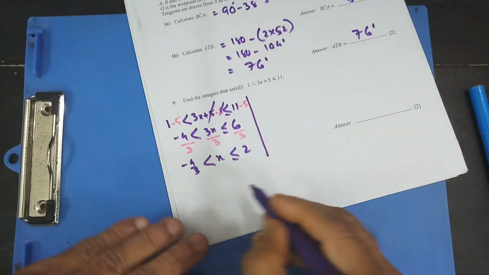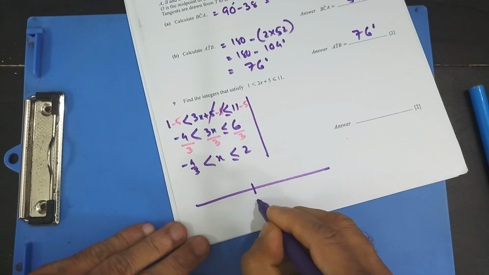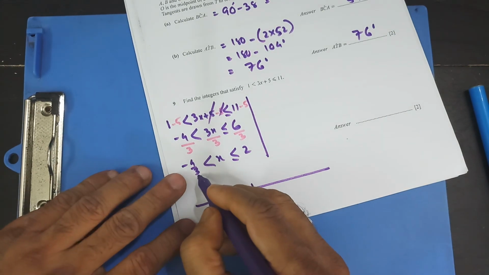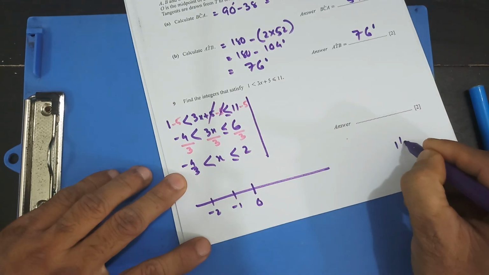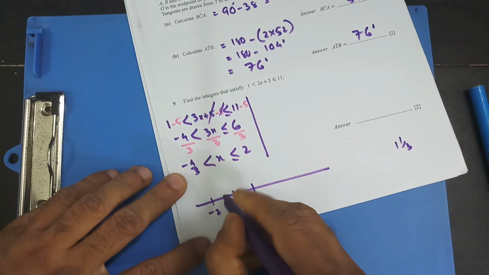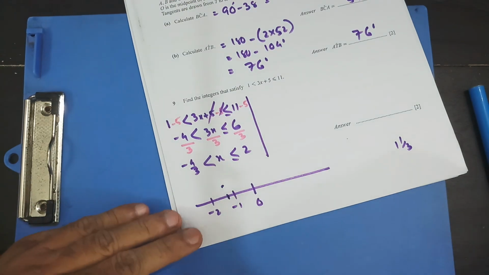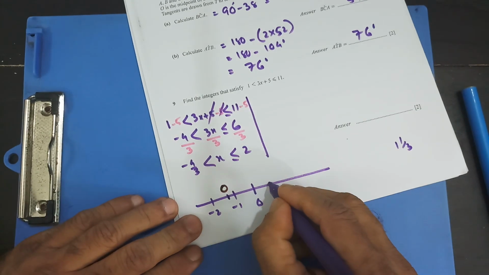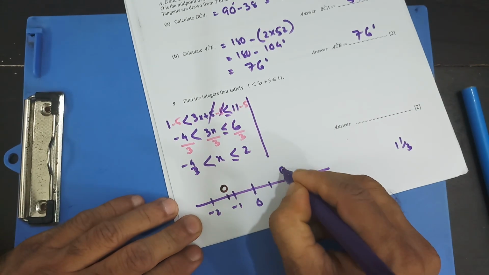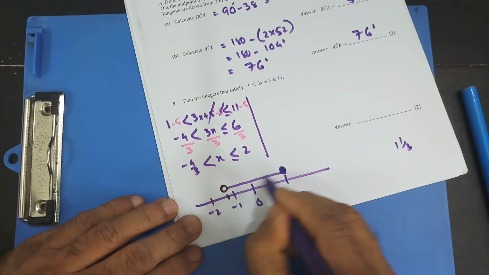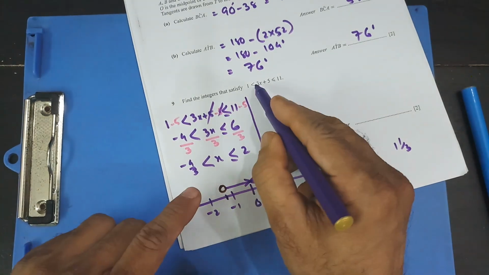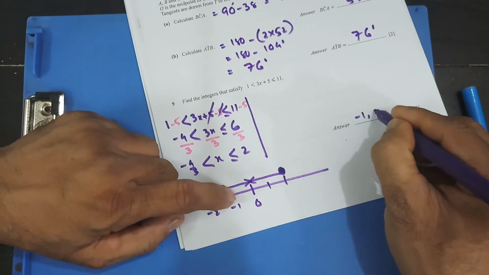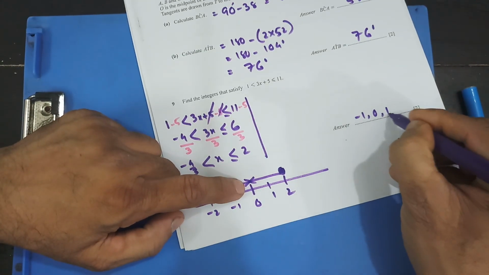Now on the number line, if I draw that, this is going to be 0. This is going to be minus 1. This is going to be minus 2. And minus 4 by 3, that's actually minus 1 and 1 by 3. So it's somewhere over here. So just draw it like this. Okay, and then 1, 2. And that's actually a solid circle, and that's an open circle. So this x is in between here. Now it says integer values. So it's not equal to that. So minus 1, 0, 1, 2.